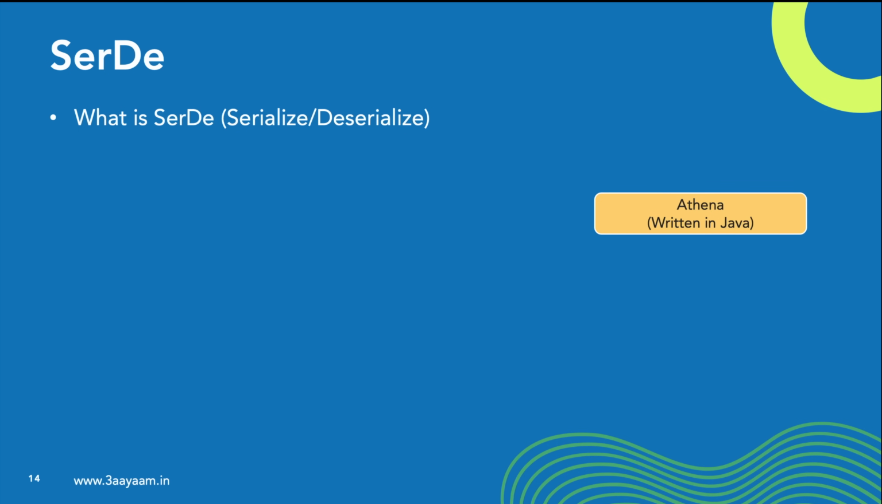So it is a short form of serialization and deserialization. What does that mean? What is this SerDe? What is this serialize and deserialize? So we know that we have Athena.